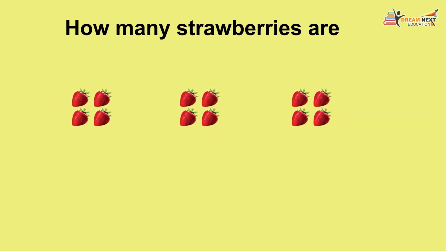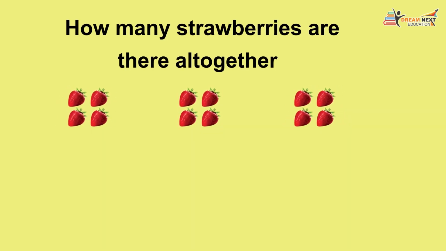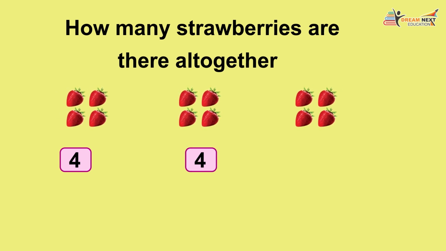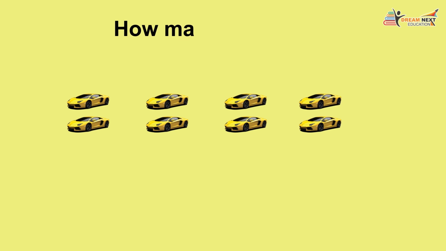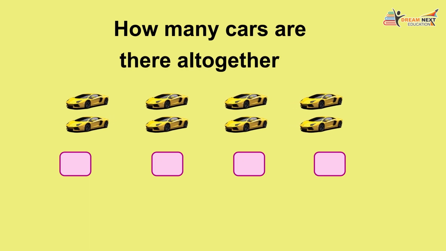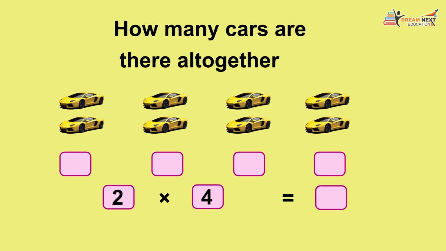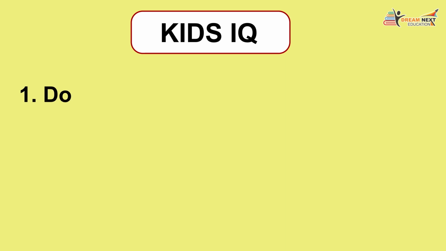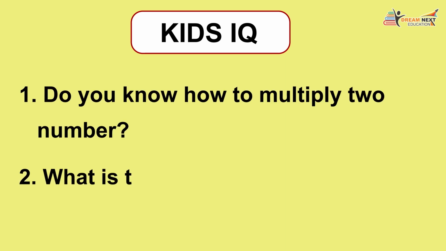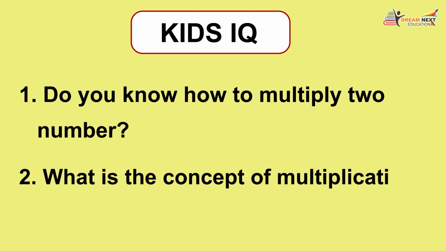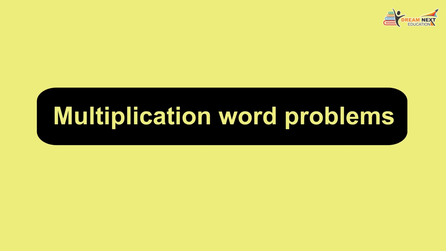How many strawberries are there all together? 4, 4, 4. 4 into 3 is equal to? How many cars are there all together? 2 into 4. Kids IQ. 1. Do you know how to multiply 2 numbers? 2. What is the concept of multiplication? Multiplication word problems. Number stories.